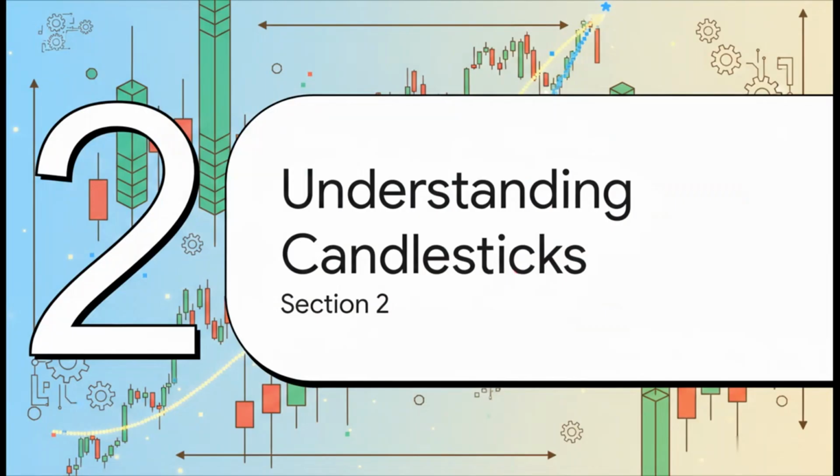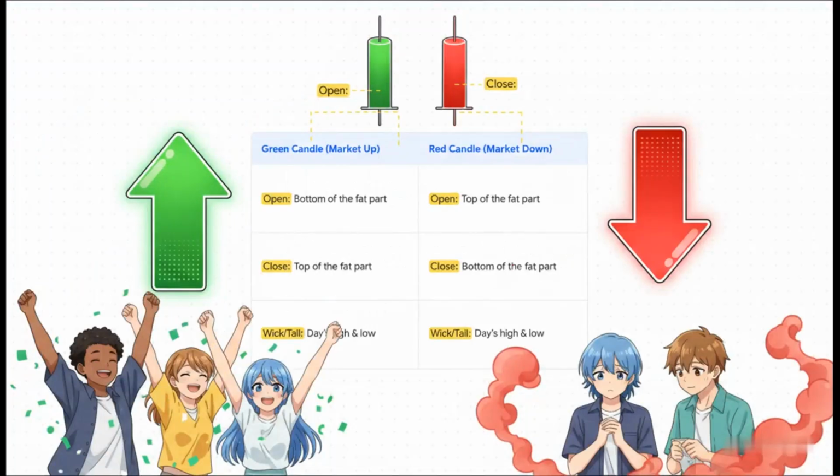So for section 2, let's figure out what these things actually are. Think of them as the alphabet of a stock chart. Once you can read them, you can start forming words. This is way easier than it looks, I promise.